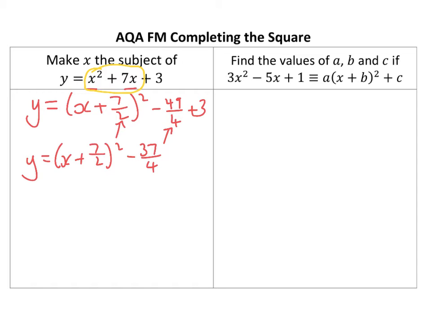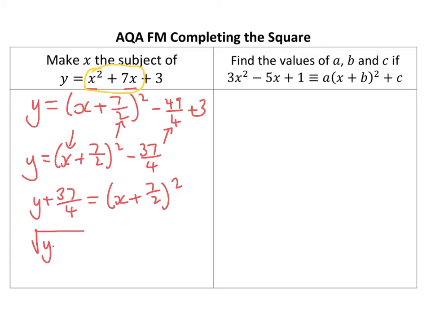Right, now I've got this, I can then start rearranging. So I'm trying to make x the subject. x now only appears once, it's only there, isn't it? So I can rearrange this. So I'm going to get y plus 37/4, and I've done a particularly difficult one of these, I hasten to add, equals x plus 7/2 squared. Now I'm going to square root.